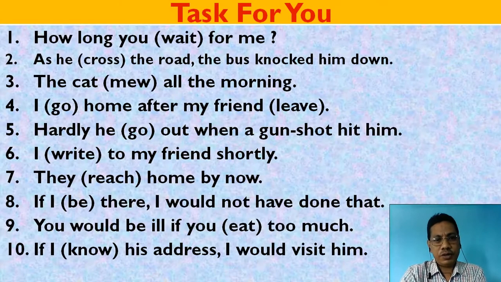Then this slide is for you. Your task is to correct the verbs. Say, herein, how long you wait for me, you have to correct it; what tense it will be. As he crossed the road, the bus knocked him down. The cat mew all the morning. I go home after my friend leave. Hardly he go out when a gun shot hit him. I write to my friend shortly. They reach home by now. If I be there, I would not have done that. You would be ill if you eat too much. If I know his address, I would visit him.